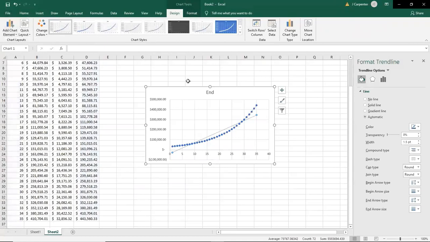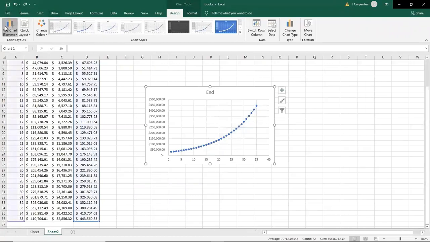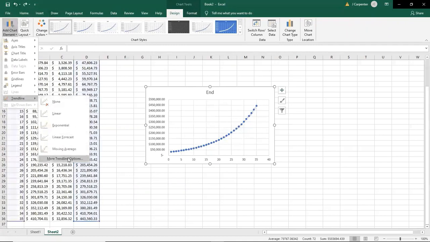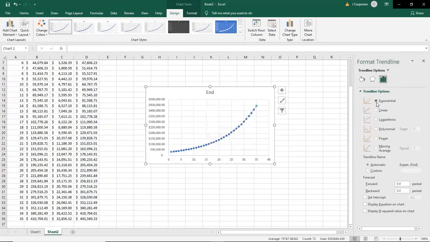Why did the line pop up? Did I hit something on accident? Okay. That's the wrong menu, so I close it and try it again. Trend line, more options. It's just weird how Excel does that sometimes. Oh, I see why. Why is it doing that? I have literally never seen Excel do that to me. Go back to Exponential, you silly goose.